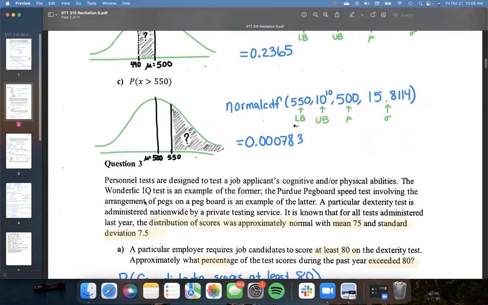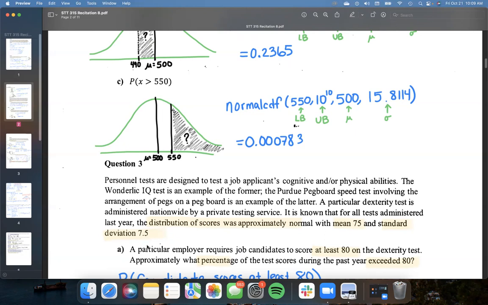Question 3. Personnel tests are designed to test a job applicant's cognitive and or physical abilities. The Wonderlic IQ test is an example of the former. The Purdue pegboard speed test involving arrangement of pegs on a pegboard is an example of the latter. A particular dexterity test is administered nationwide by a private testing service. It is known that for all tests administered last year, the distribution of scores was approximately normal, with mean 75 and standard deviation 7.5.